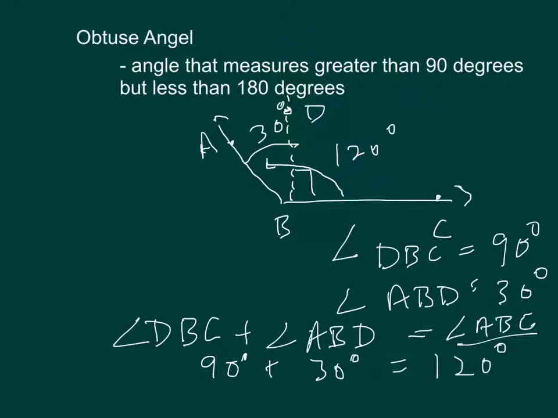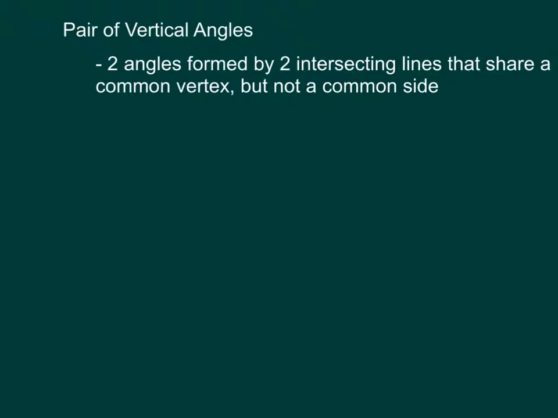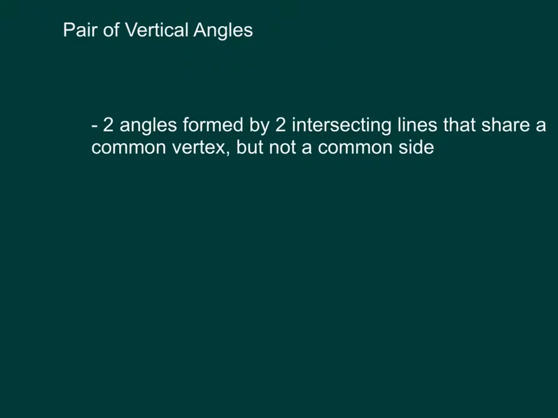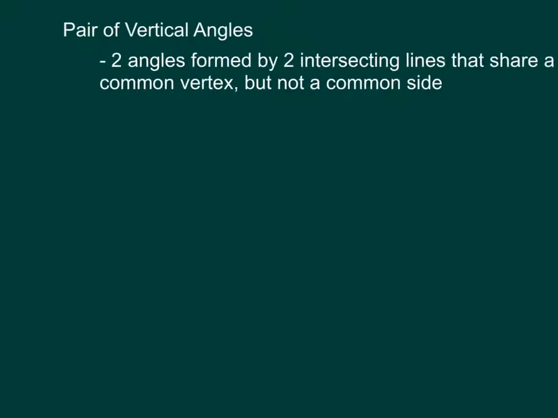Next up is the definition for vertical angles. Think about that. This definition is slightly more complex. Vertical angles are two angles formed by two intersecting lines that share a common vertex but not a common side. Right here is the definition.